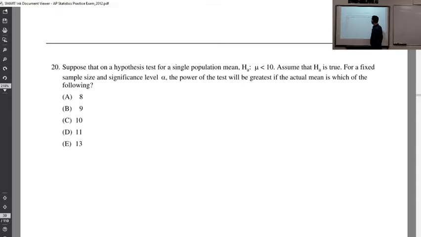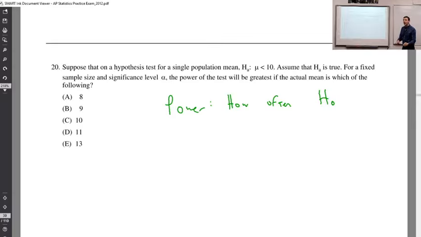20. 20 is a question about power. And so if you're wanting to know how this one's going to look, power. What power means is how often, if the null hypothesis is supposed to be rejected, how often it gets rejected.